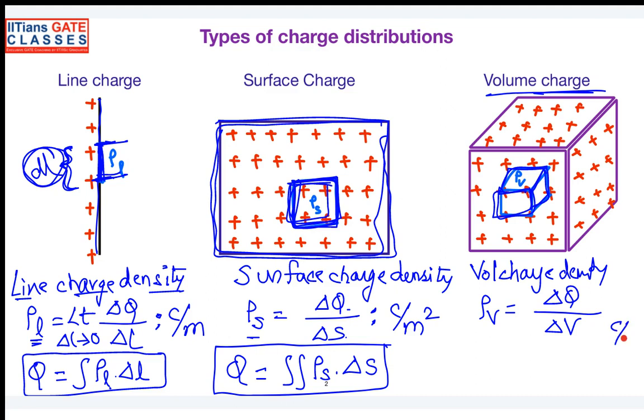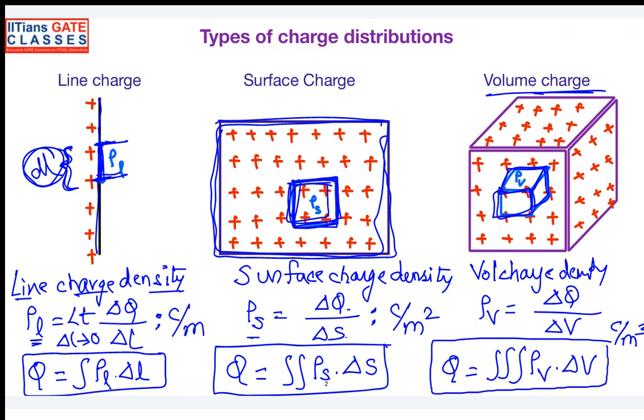So in the same way, the total charge Q can be written as the integral of rho V over the whole volume. The simple example for the volume charge we already saw in the previous question. If you have a non-metallic solid sphere, the charge will be uniformly distributed inside the volume. So that can be considered as a volume charge density.